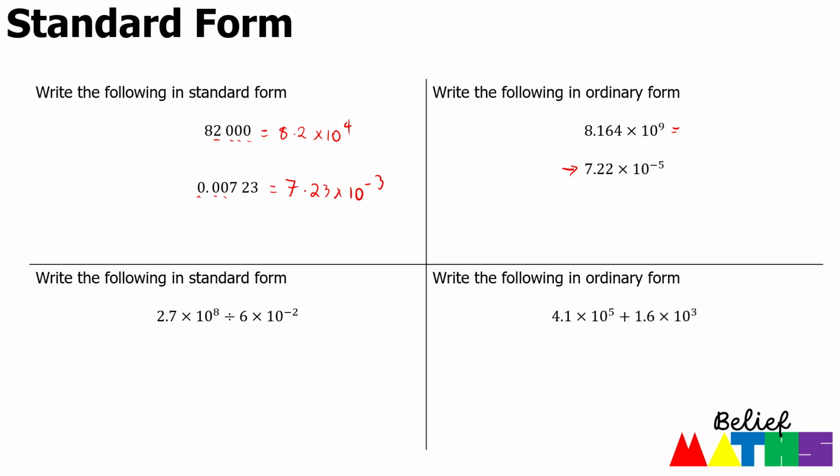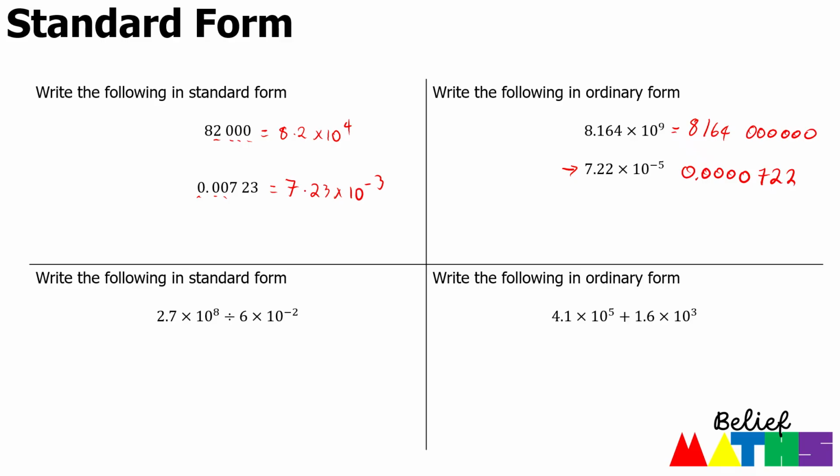So again, in this case, 3 jumps over those and then an extra 6 jumps, so we've got 6 zeros. So 8, 1, 6, 4, and then 1, 2, 3, 4, 5, 6 zeros. This one, 1, 2, 3, 4, 5 zeros, and then 7, 2, 2, and decimal point after the first 0.